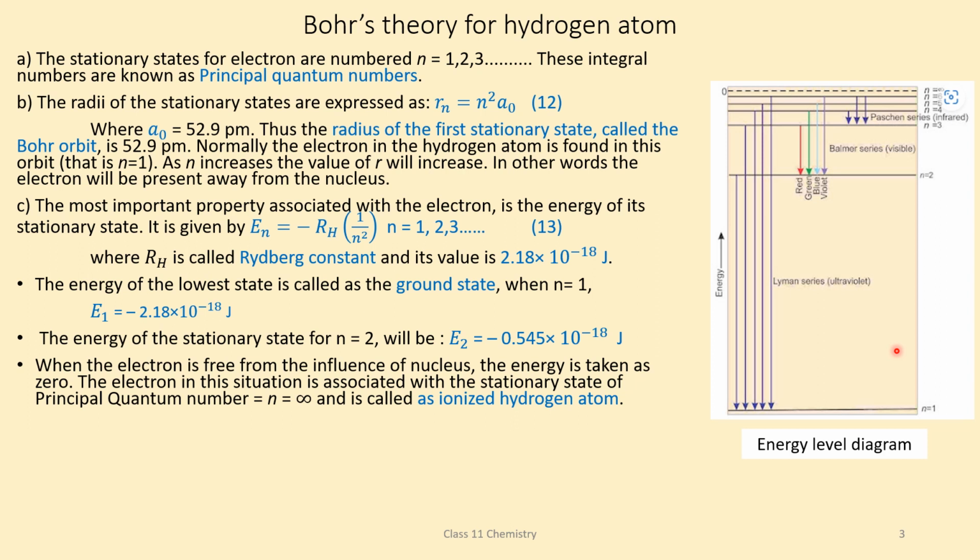When the electron is free from the influence of the nucleus, the energy is taken as 0. So here at the 0 level, the electron is free from the influence of the nucleus. The electron in this situation is associated with the stationary state of principal quantum number n equals infinity, and is called the ionized hydrogen atom. So in this energy state, it is an ionized hydrogen atom.